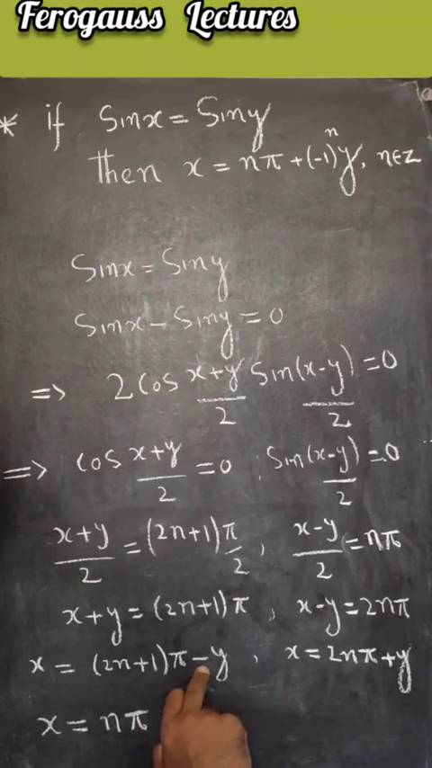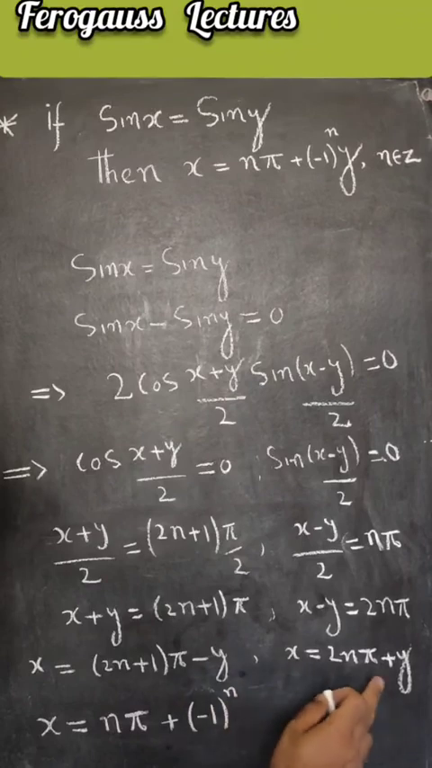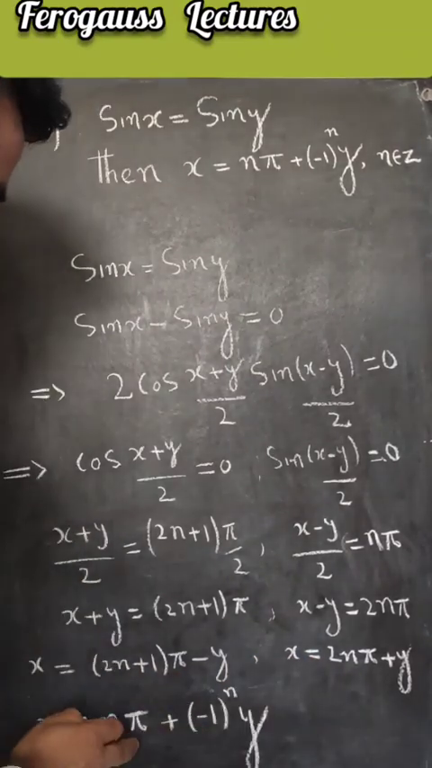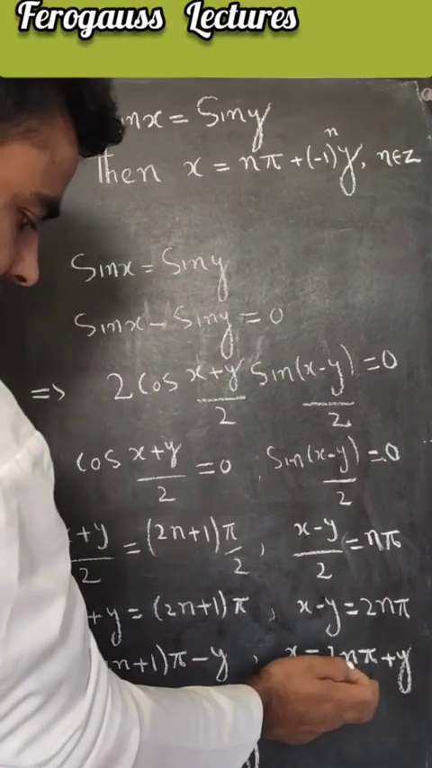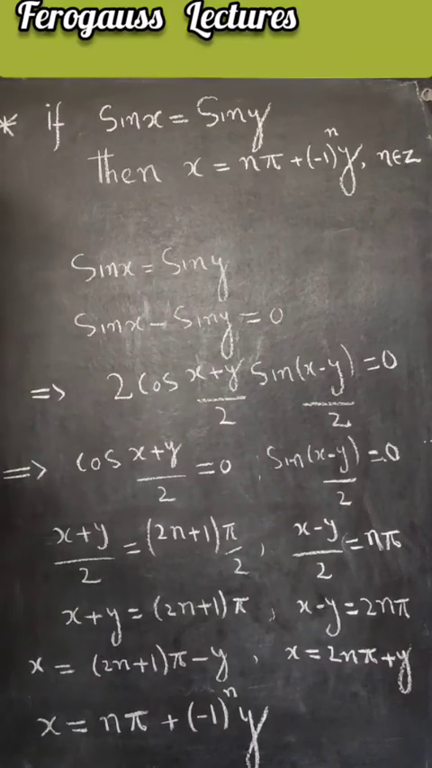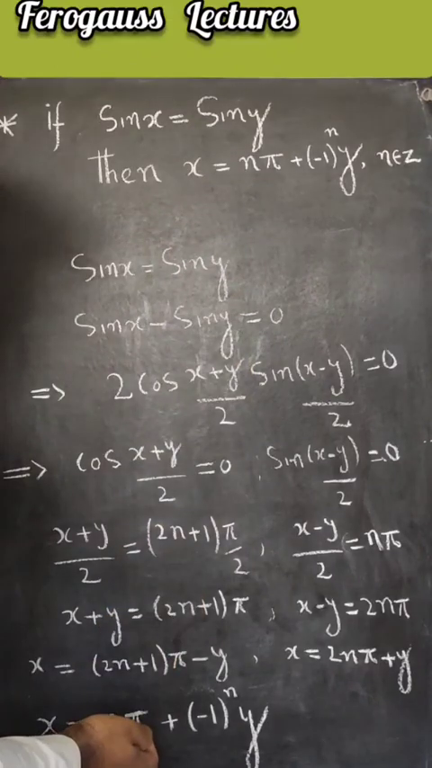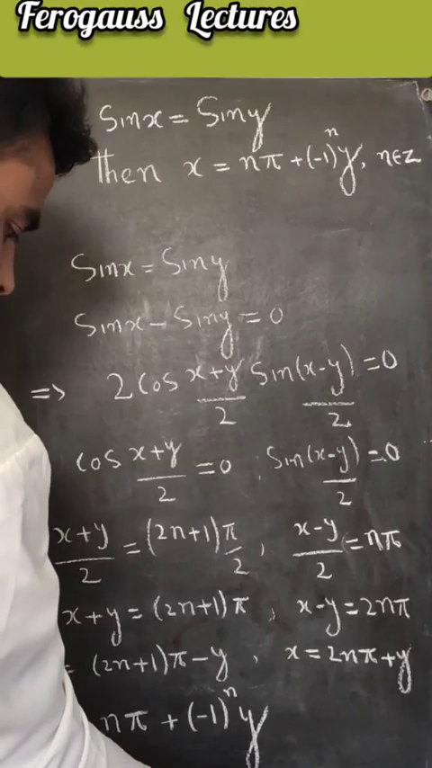Then here it is minus and here it is plus, so we write plus minus 1 raised power n, then we have y. Now in this case it is odd, and in this case it is even. When n is odd, you will get minus. When n is even, you will get plus. Therefore we have proved that when sine x is equal to sine y, then x is equal to n pi plus minus 1 raised power n y. That completes the result.